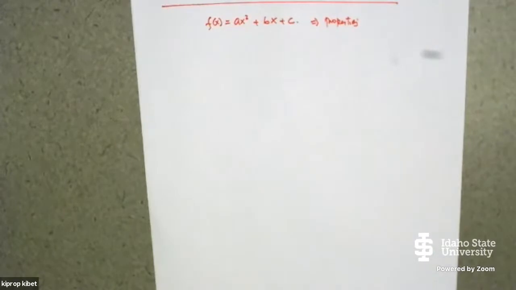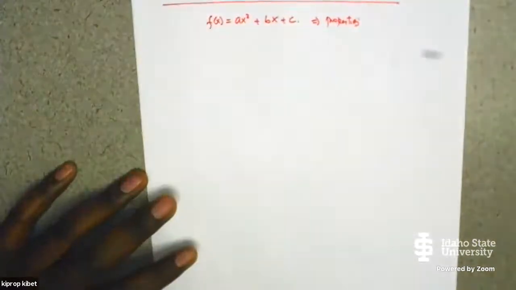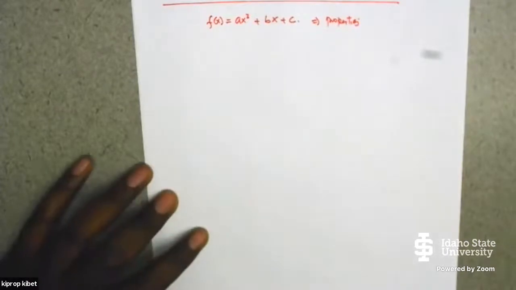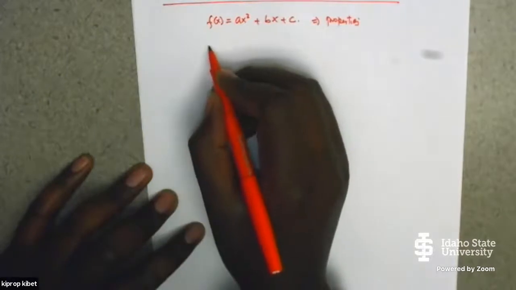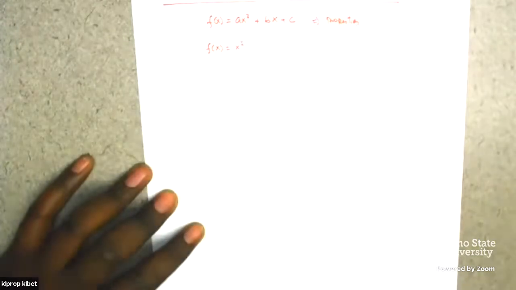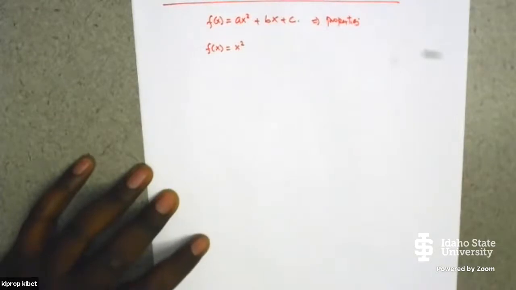We want to see how this graph can be graphed using the transformation. So what we want to start from is the reference point, when f of x equals x squared. So this is actually the reference point where you start from.